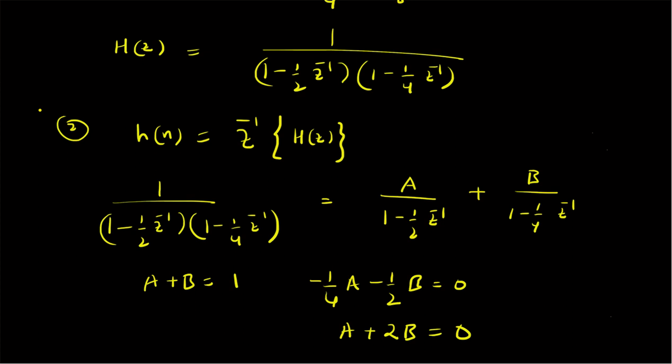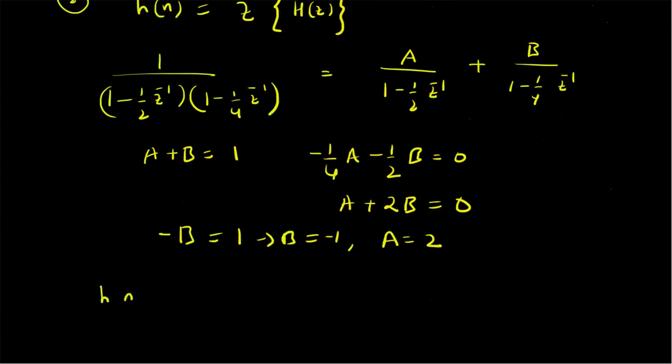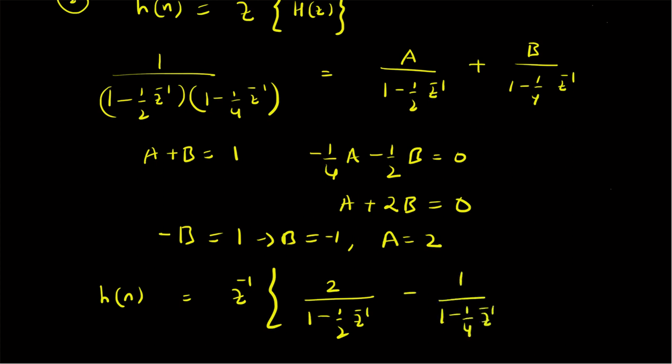By substituting A equal to minus 2B in the first equation, we can clearly see that we have minus B equal to 1, or B equal to minus 1, and from this equation A is equal to 2. So the impulse response h of n is the inverse z transform of 2 by 1 minus 1 by 2 z inverse minus 1 by 1 minus 1 by 4 z inverse.